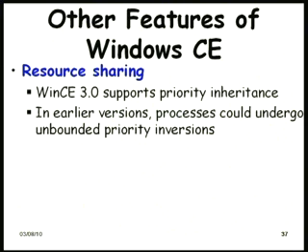Other features of Windows CE that we need to discuss: it supports priority inheritance for resource sharing among real time tasks. But before Windows CE 3.0, and even in Windows NT and so on, it could undergo unbounded priority inversions. While discussing Windows NT, we had discussed this aspect, that even though Windows NT had many desirable features for a real time application, for example, real time priority levels as well as dynamic priority levels and so on, it had difficulty with resource sharing. Unbounded priority inversions could occur.